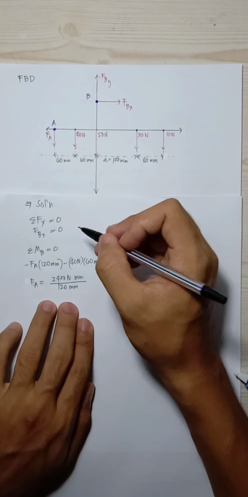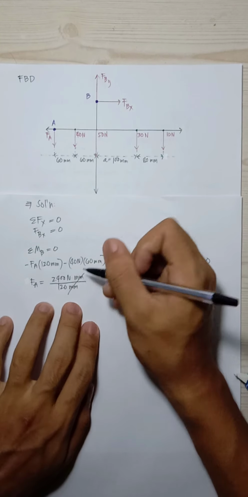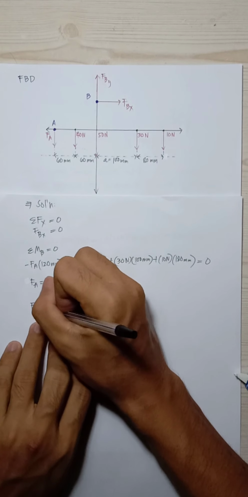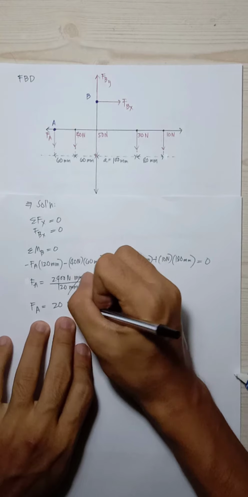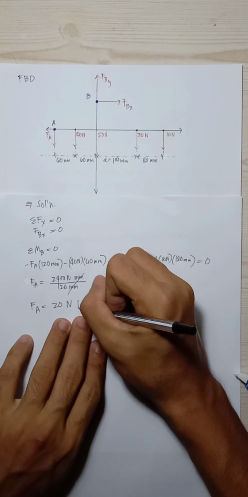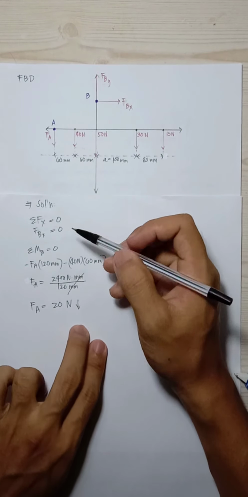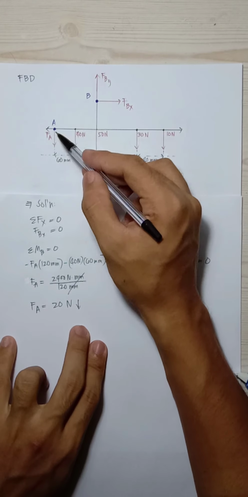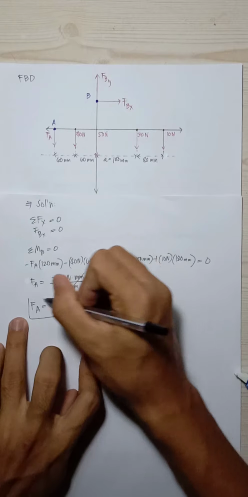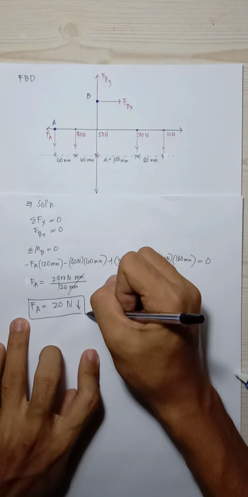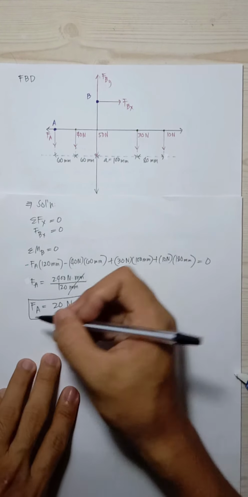By simplifying, let's cancel millimeters. We have the force in A is equal to 20 Newton in the downward direction, because it is given here in the free body diagram. So this is the value of the force in point A.